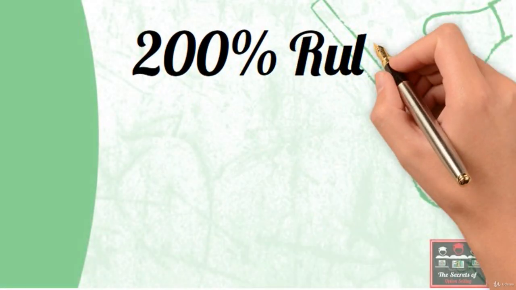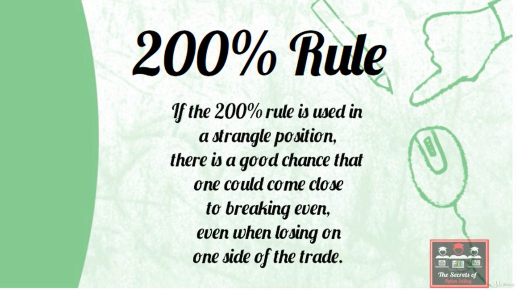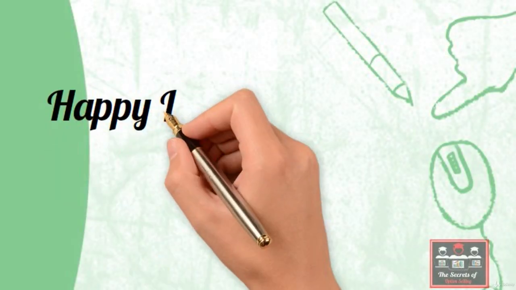If you use the 200% rule on a strangle, and the put and the call were sold at approximately the same premium, you could exit either the put or the call when it has doubled in value. The odds of the scrip making a complete reversal and moving far enough to cause the other option to double would be unlikely, although not impossible. Therefore, if the 200% rule is used in a strangle position, there is a good chance that one could come close to breaking even when losing on one side of the trade.